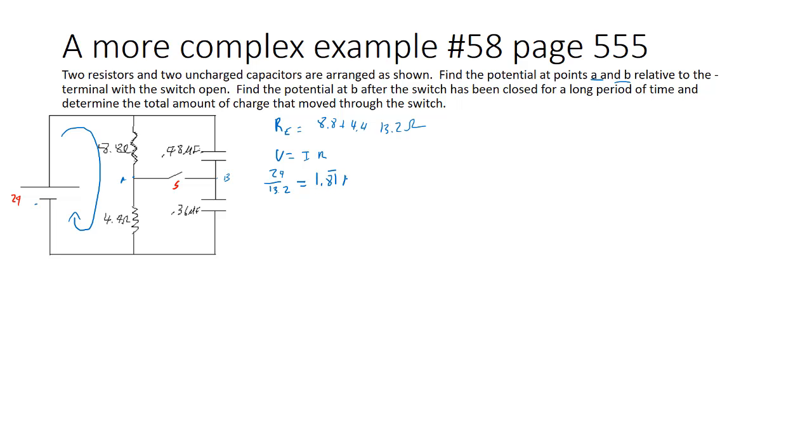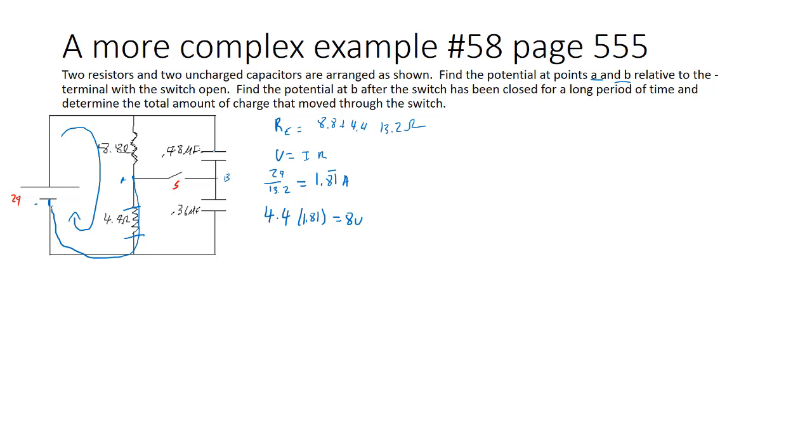1.81, and that 81 repeats forever, amps. That current flows through each resistor, and so if I want the potential difference from here to here, that's just the voltage drop across that resistor. All I need is, sorry, not the voltage times the current, but the current times the resistance. So I can take 4.4 times 1.81 and get my voltage drop there, which is 8 volts. So there's 8 volts of potential difference between A and the negative terminal of the battery.